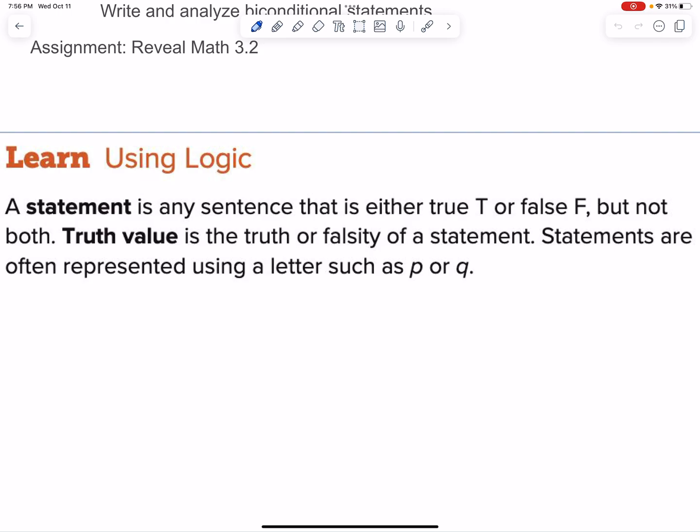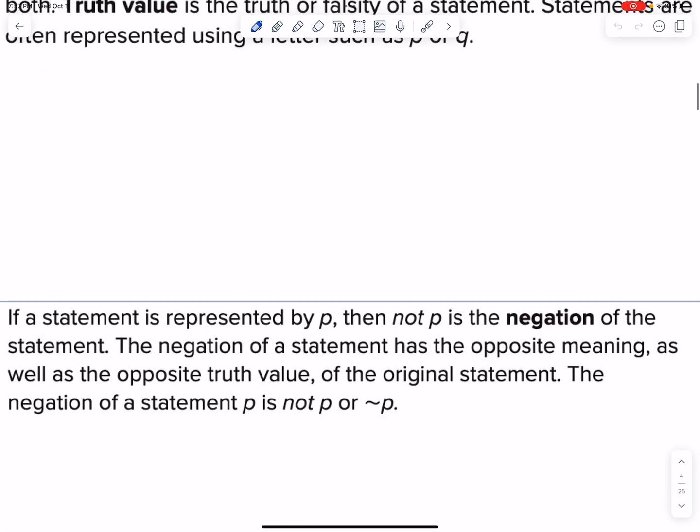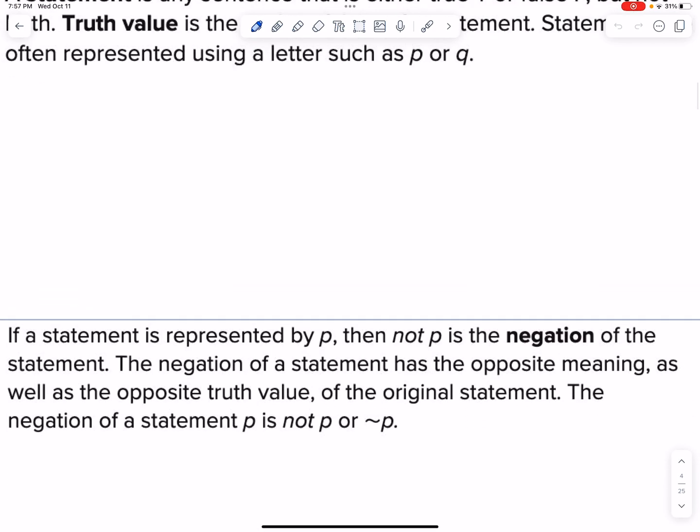So a statement is any sentence that is either true or false. So a statement is one or the other, but not both. Okay, a truth value is the truth or falsity of a statement. The statements are often represented using letters such as P and Q, and we'll discuss that more as we go forward. Okay, now one thing I do want to show you is the truth table.